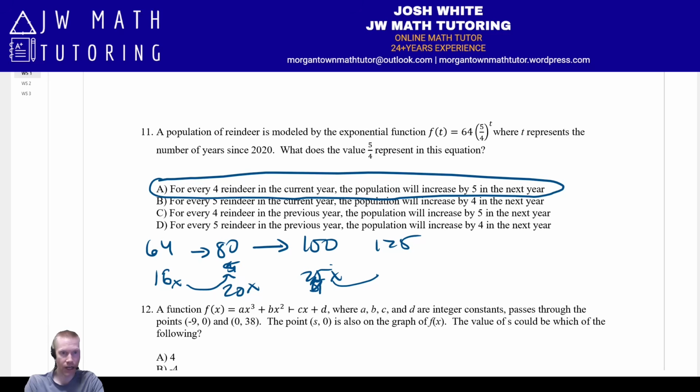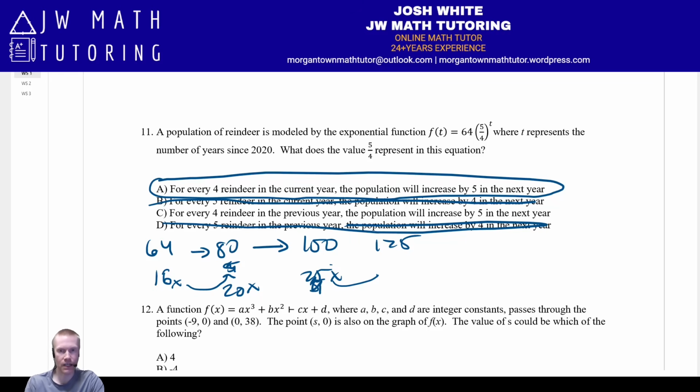The correct answer is A. B and D are out automatically because they have the numbers switched. They have the 5 for the current or previous year and then 4 in the next year, and it's the opposite. The 5 that's on top means 5 in the next year for 4 in the current year. So it has to be A or C right off the bat.